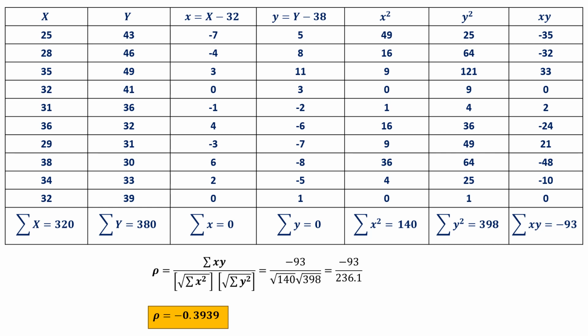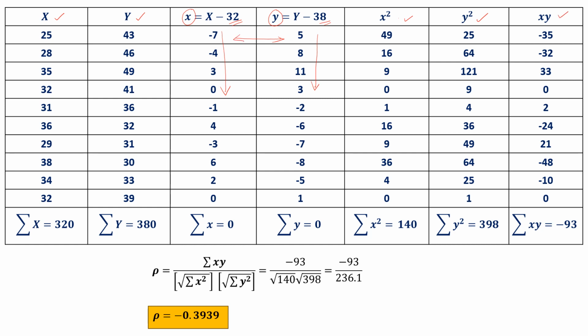As I told you, capital X and capital Y values are given to us, and we have defined a new variable small x as the deviation of capital X from x bar. X bar we calculated as 32. Small y we have defined as deviations from the mean of y, which is 38. Then we continue with a similar formula. We square the values of x and write it as x square, square the values of y and write it as y square, and multiply x and y to get the product xy.